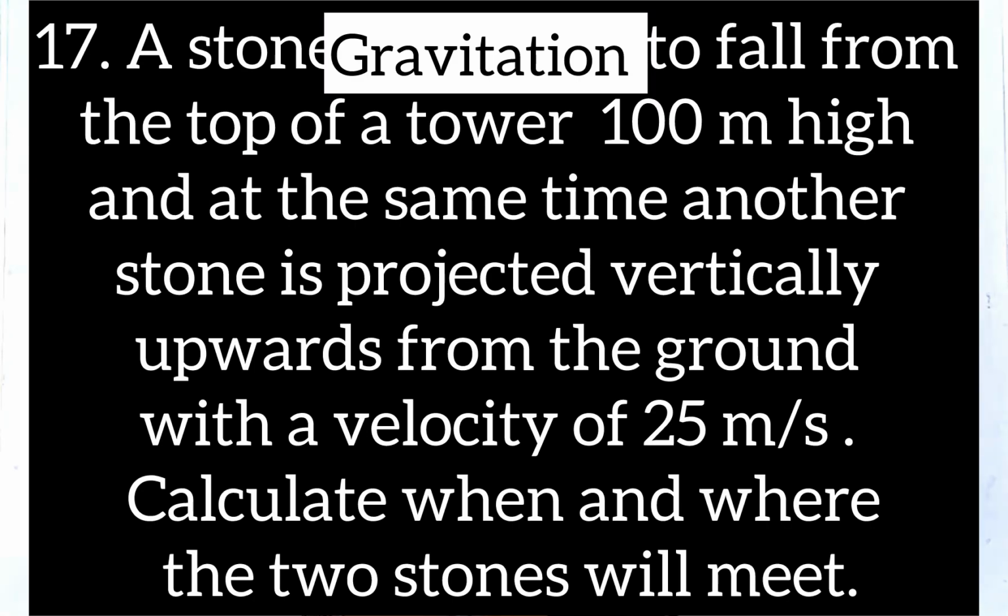Now moving on to question number 17. A stone is allowed to fall from the top of a tower 100 meter high. One of the stones is coming down and the height of the tower is 100 meters. And at the same time, another stone is projected vertically upwards with the initial velocity of the second stone as 25 meter per second. Calculate when and where the two stones will meet each other.